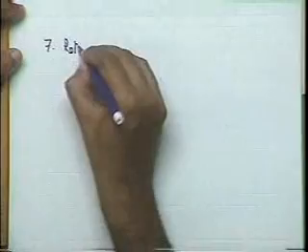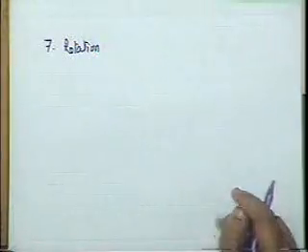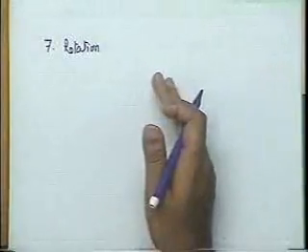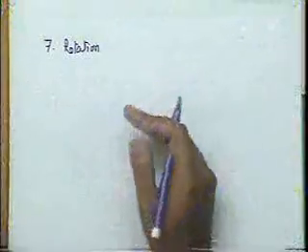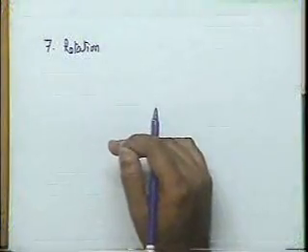Now, another important property we see is the property of image rotation. We have seen the effect of translation, that is to say shifting of origin, on the DFT. Now we are seeing its effect on rotation.